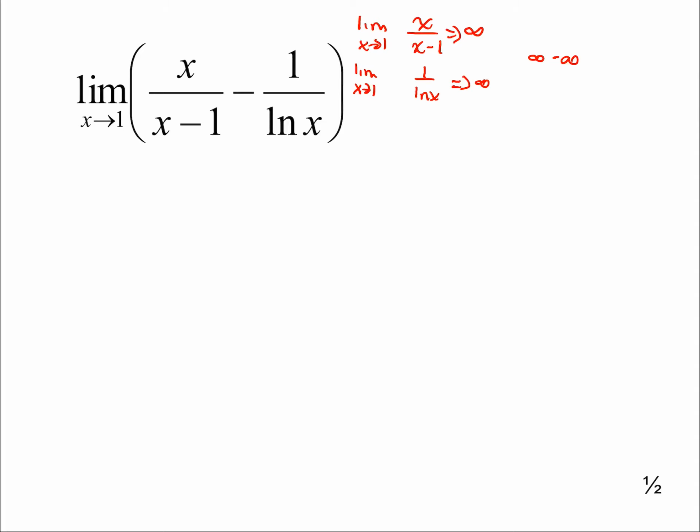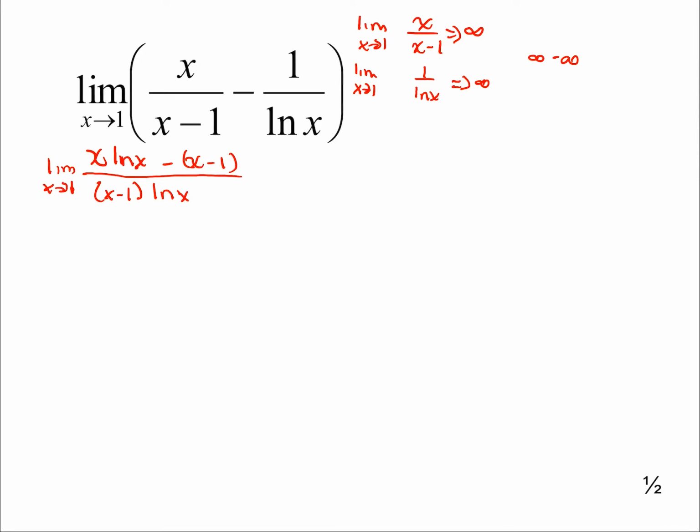So to do that, I am going to make a common denominator. So I have x natural log of x minus x minus 1, over x minus 1 natural log of x, and doing the limit as x approaches 1.